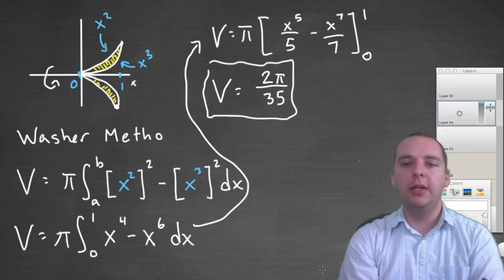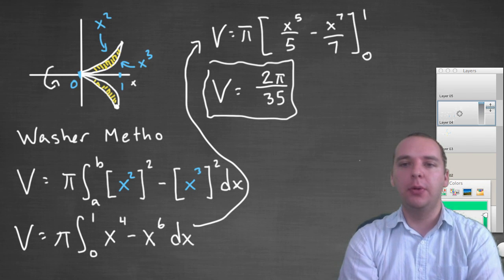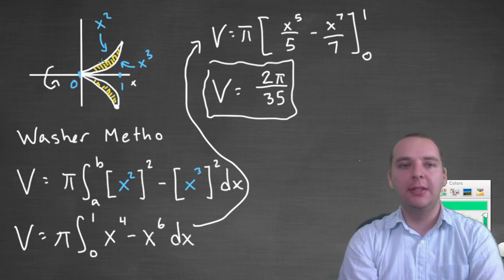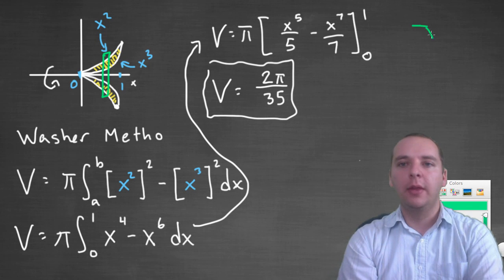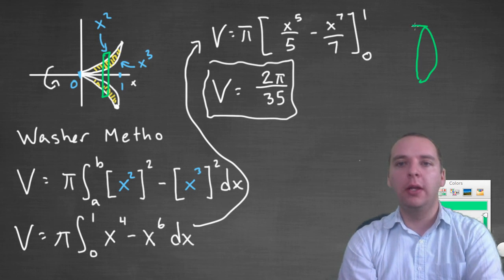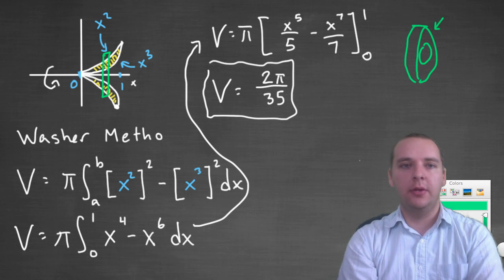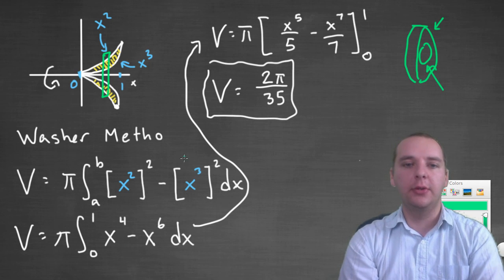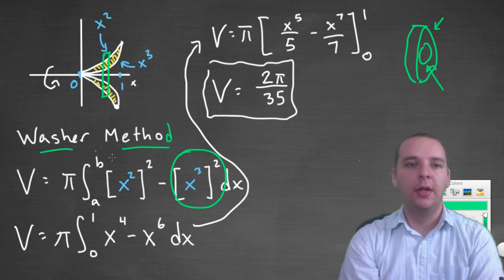And again, the reason we needed a washer as opposed to just your plain Jane disk method is if you look at one of these representative disks here, you'll notice right off the bat that it's got a hole in it, which means you're going to have to take the outer radius squared minus the inner radius squared for your integrand. So you've got this extra term tacked in for the washer method. Sorry, I erased that when I erased some of that earlier stuff. For the washer method as opposed to the disk method.